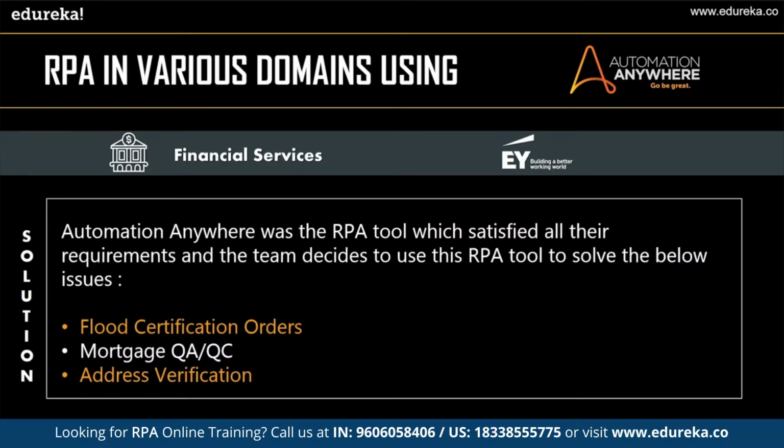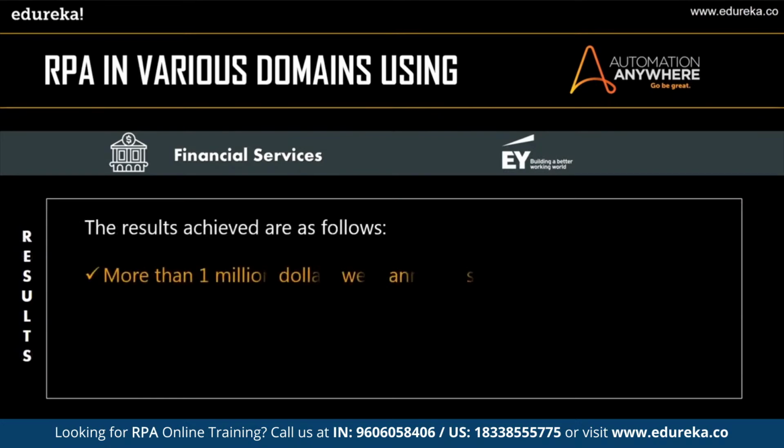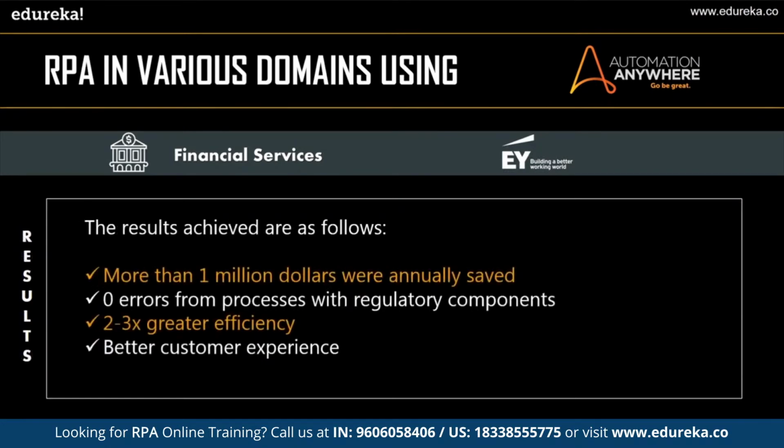With Automation Anywhere, the bots can compare the addresses without any manual intervention, and the address which is incorrect or does not have any match in the system would be automatically flagged and would be further handled by an exception processing system. So the results of EY using Automation Anywhere to overcome the challenges are as you can see on my screen.